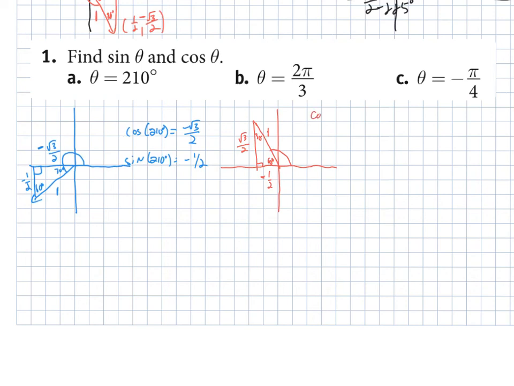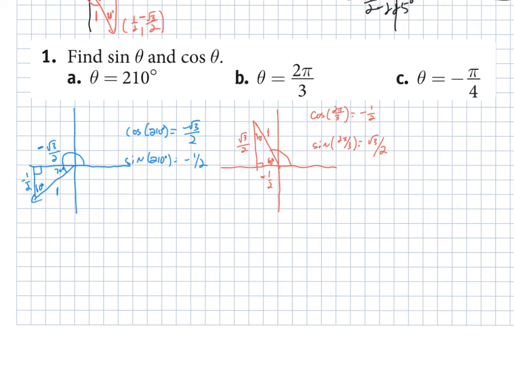So again, writing out the whole thing, the cosine of 2 pi over 3, you take the cosine of an angle, and it outputs a ratio, is negative 1/2, and the sine of 2 pi over 3 is root 3 over 2.